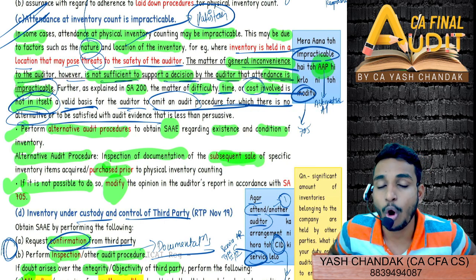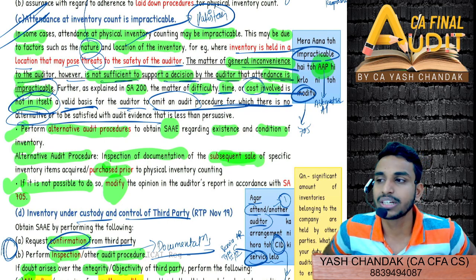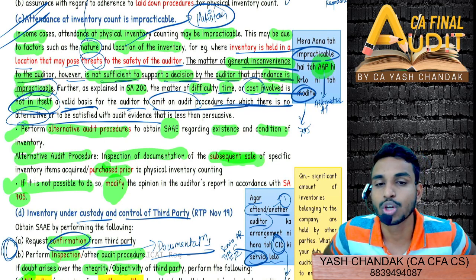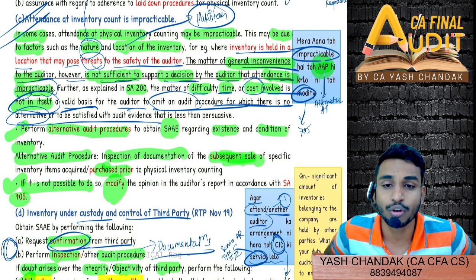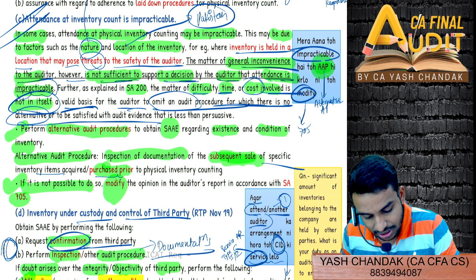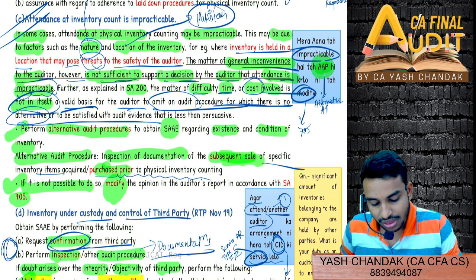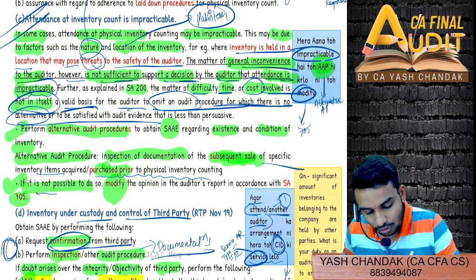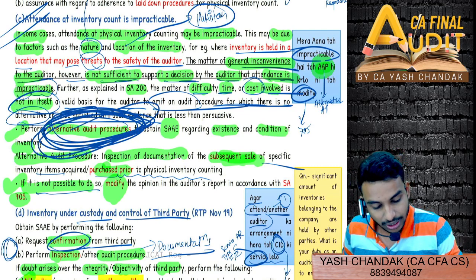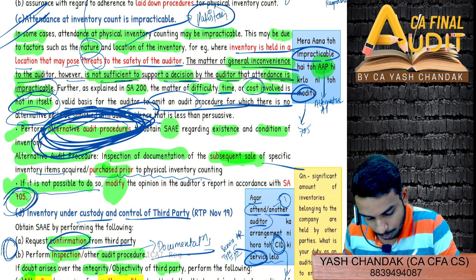First of all, you perform alternative audit procedure. Alternative audit procedure could be video calling, could be inspection of the documentation, could be any sort of alternative audit procedure, or the subsequent sale of specific inventory items acquired or purchased prior to physical inventory counting. Similarly, if you are not able to perform this alternative procedure, then you can modify in accordance with SA 705.